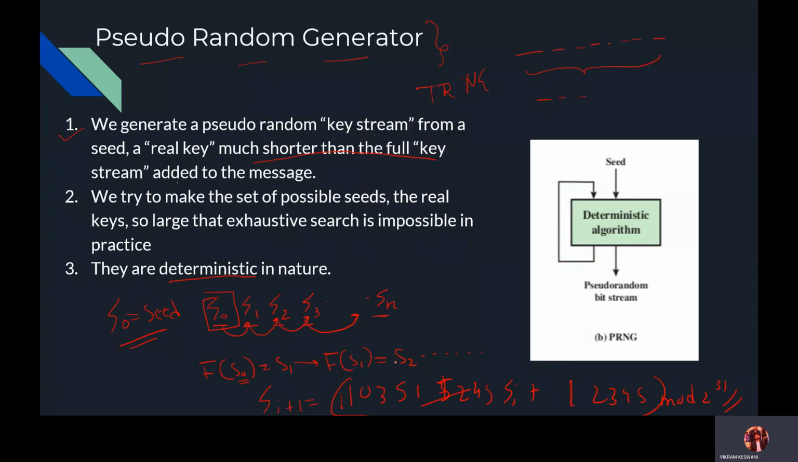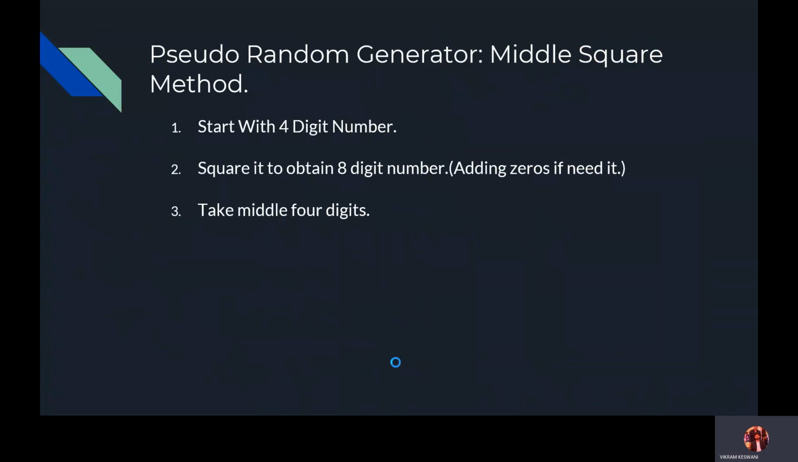Moving on to the next slide. As I told you, we will discuss one algorithm for the pseudo random number generator: the middle square method. You take any 4-digit number and square it, which gives an 8-digit number, and then take the middle 4 digits. That's our next number. For example, suppose the seed is 2537.